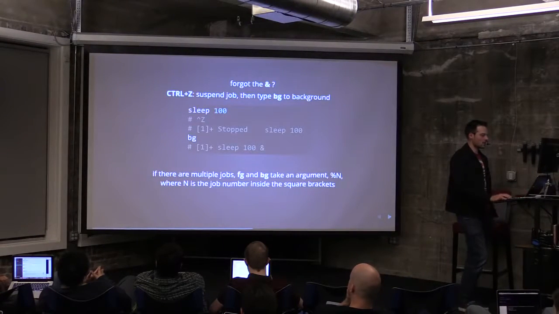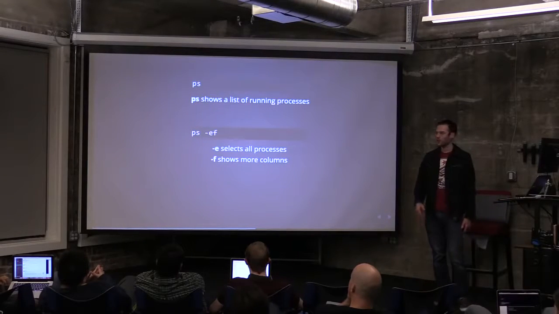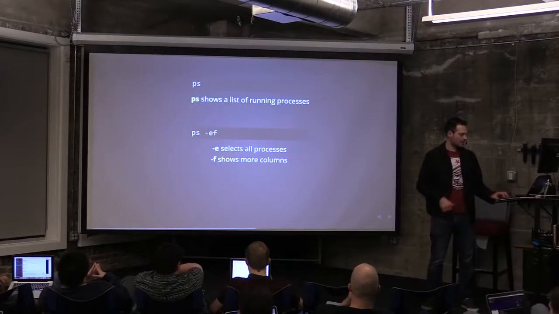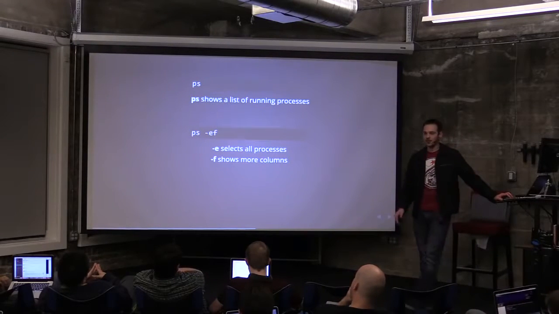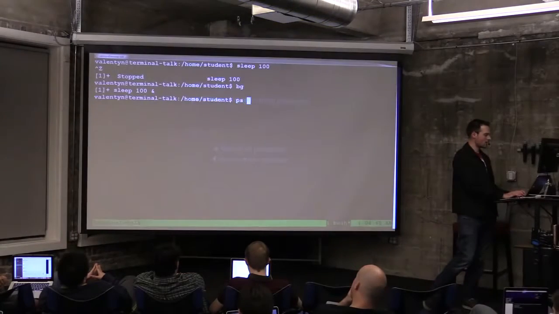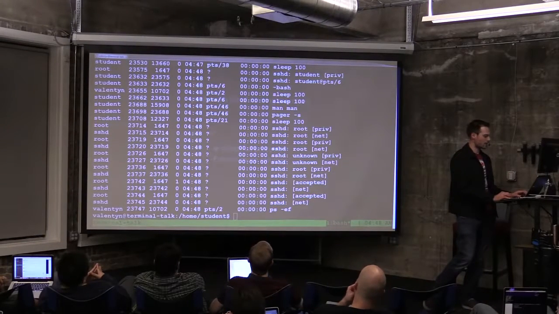Okay, I talked about that. ps shows a list of running processes. Typically, if you just run ps, it'll show you the processes that are owned by your user. ps -ef selects every process that's running in the system. So it's just a long list of what's running, which looks like that. There's a bunch of students, a bunch of roots, and some other stuff. Okay, awesome.